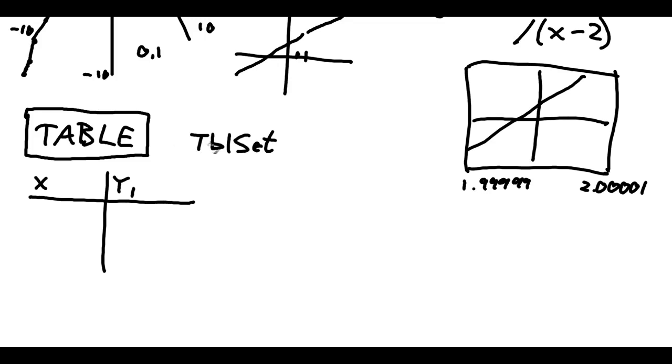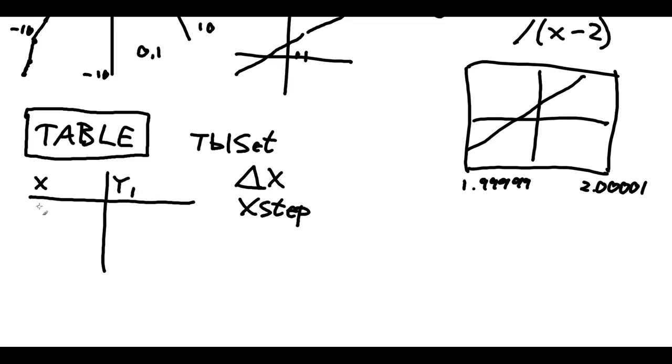But if you go into your table settings, you'll see something like a delta x, or like I said, an x step. There will be a setting for what your first x value is, and there will be a setting for the step size.